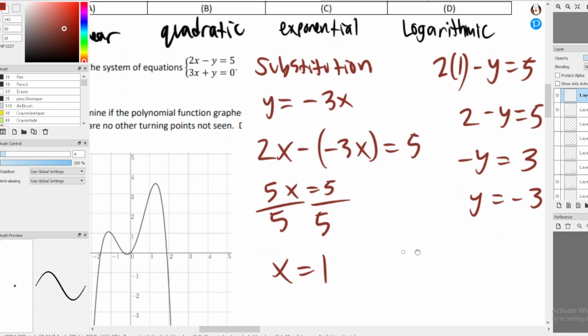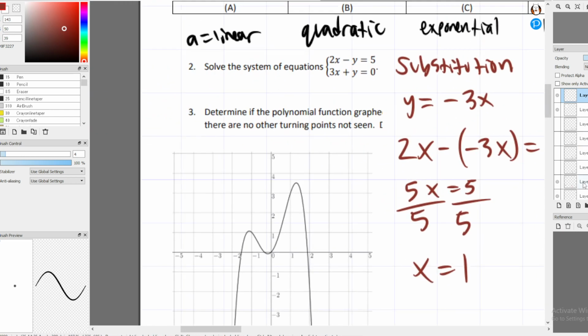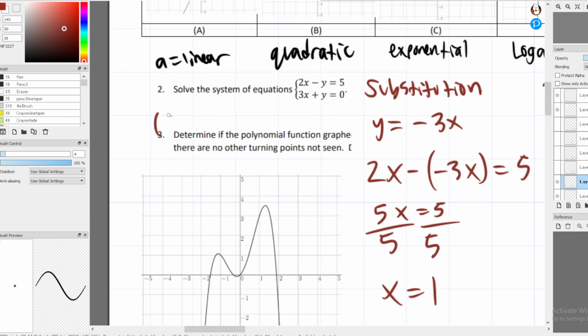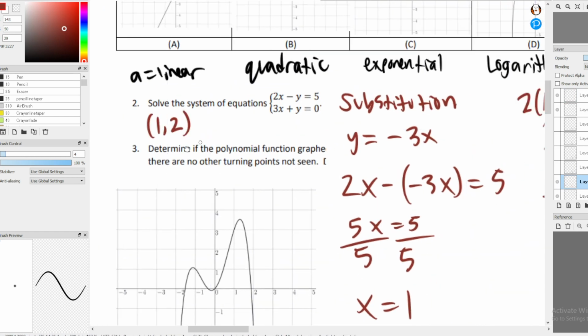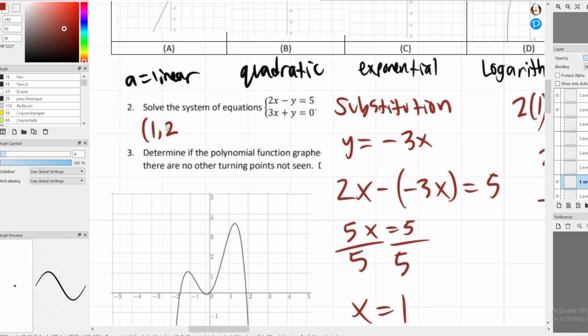And so the answer for number 2 is 1 comma negative 3. It wants it as a coordinate point.